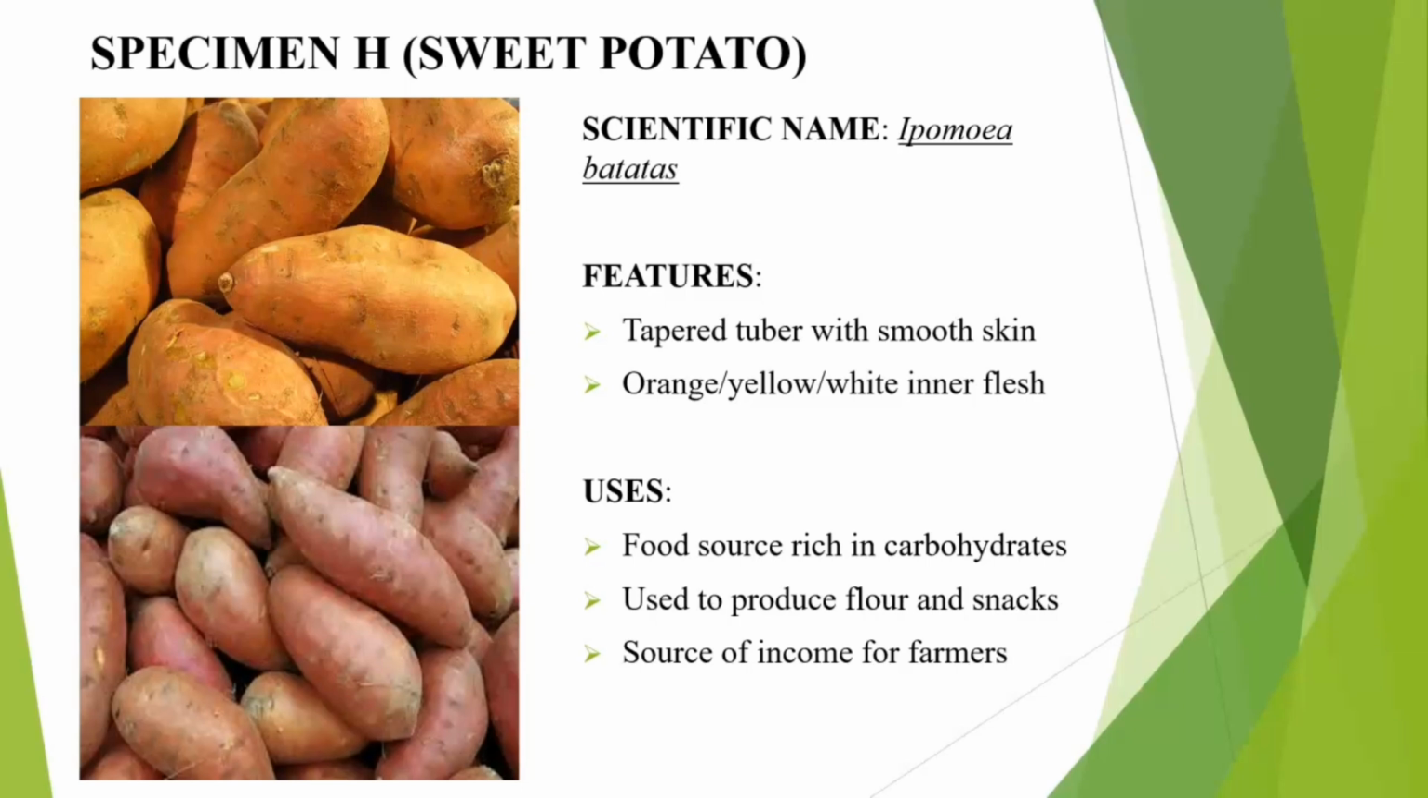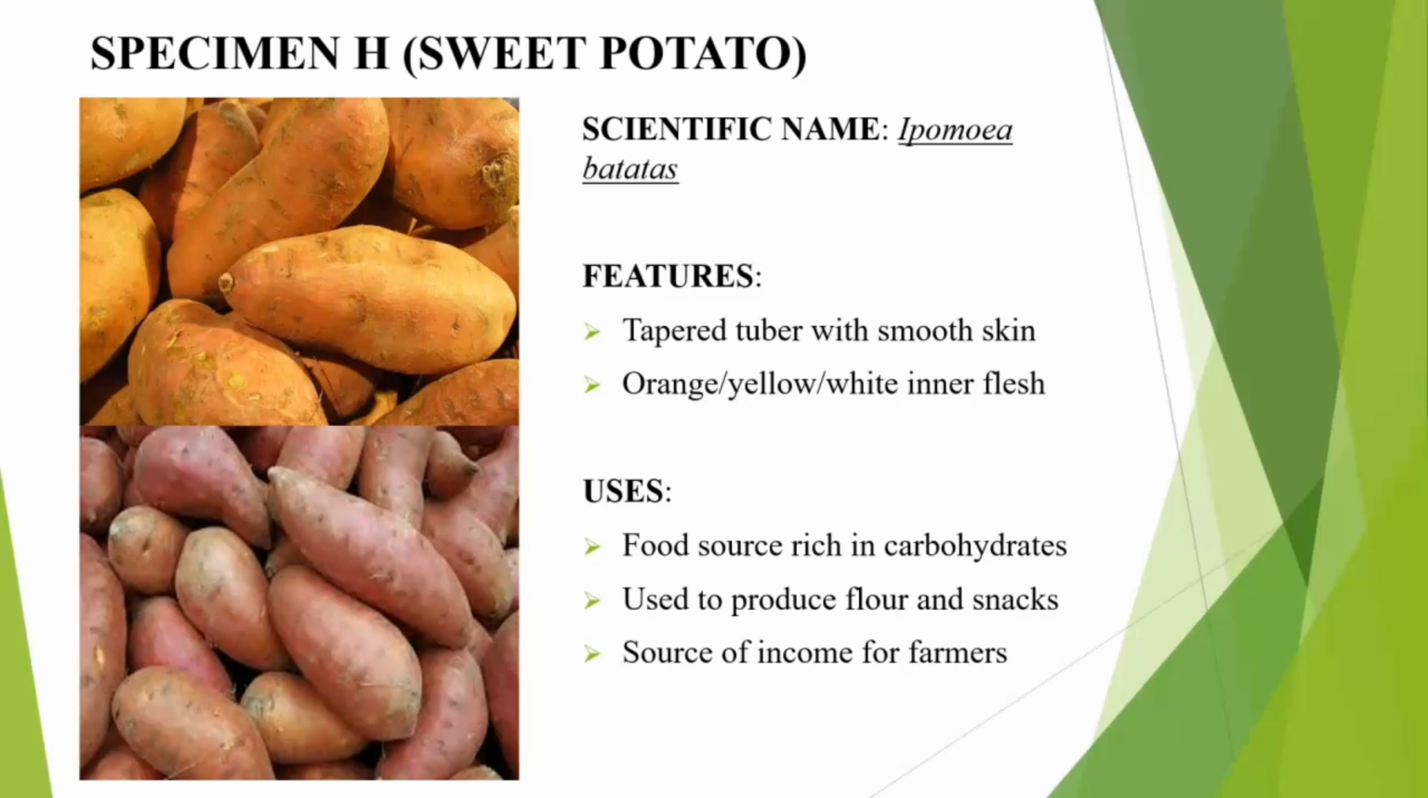So that is what we call tapering. So it has a tapering skin with rough, please, not really a smooth skin. Then, depending on what you have, if it's orange in your exam, you can write orange. If it's yellow, or if it's white. So then they could ask you for the uses. I just added inner flesh, though you cannot really tell unless you cut it, but you can just tell.